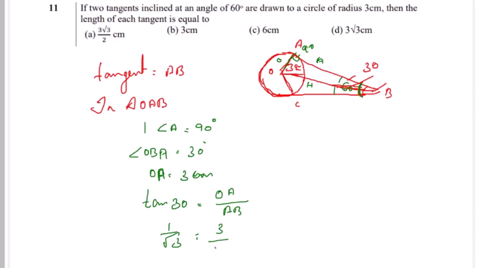What is AB? We have to find AB. So by cross multiplication, 1 by root 3 is equal to 3 by AB. So AB is equal to 3 root 3 centimeters. So the length of AB is 3 root 3 centimeters. That is option D.